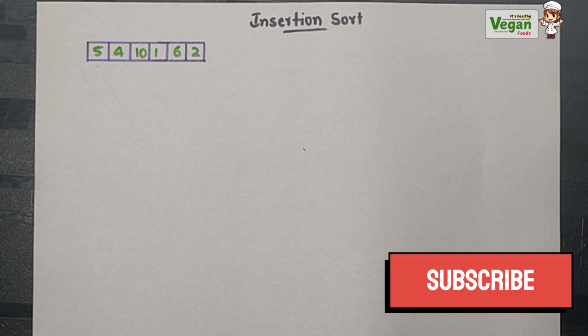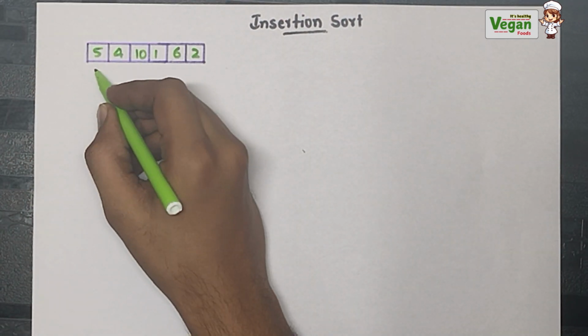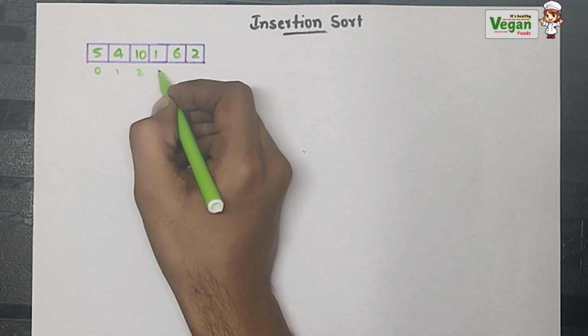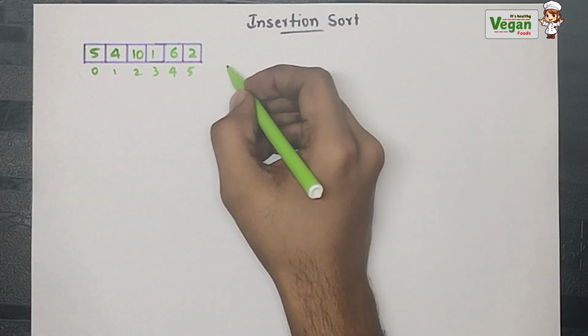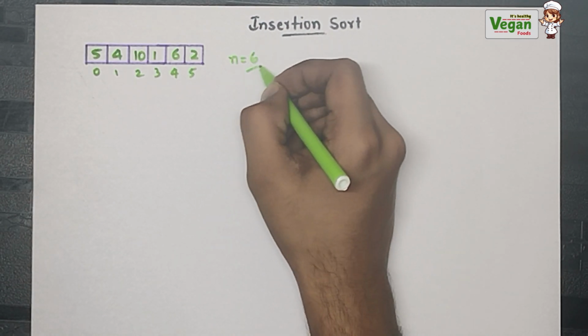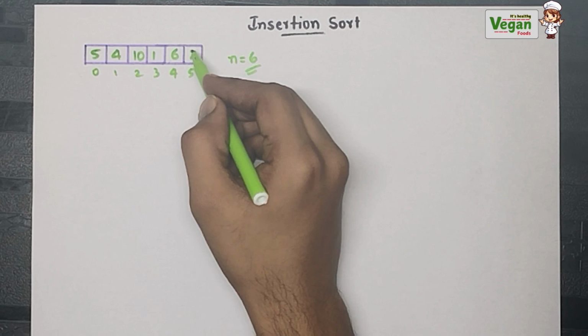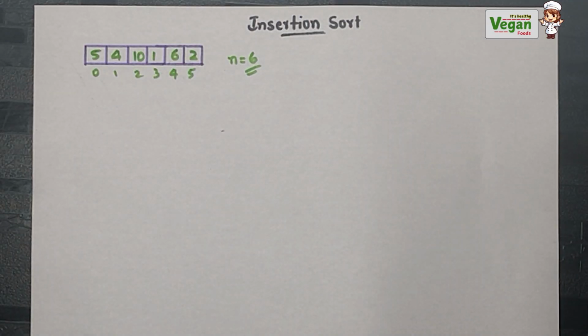Now, if we consider the insertion sort, how to solve the problem? First, let's index them 0, 1, 2, 3, 4, 5. Therefore, 0 to 5 means what is the length? Length means n is equal to 6. The length of this array or list of elements is 1, 2, 3, 4, 5, 6. Okay, now this is over. Now how to proceed with the problem?